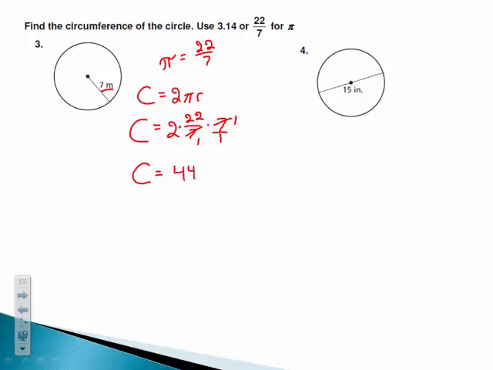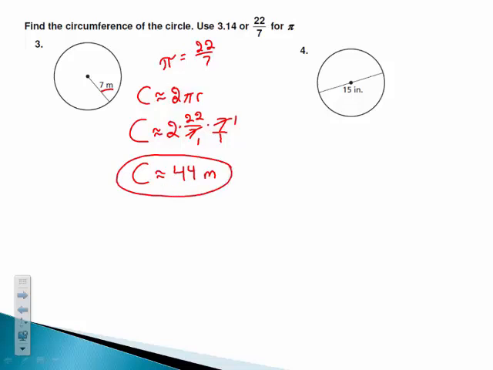So it's 44 meters. Now notice I did forget, so I'm going to go back and erase all this really quick because I forgot to write, instead of equals, we have to write about. So our circumference equals about 44 meters. And that's your answer for that one.